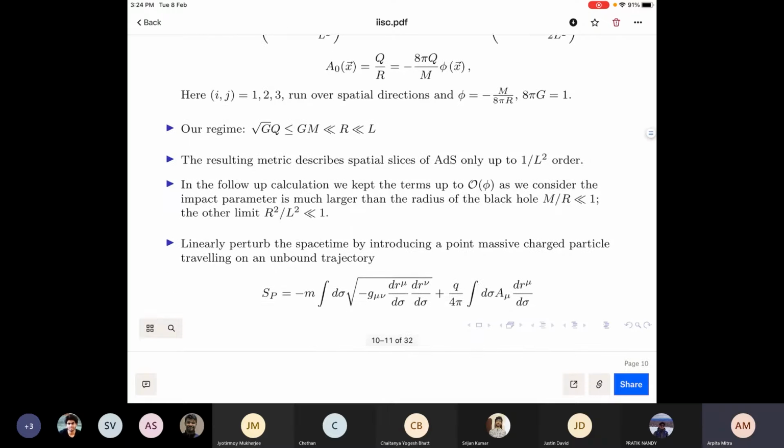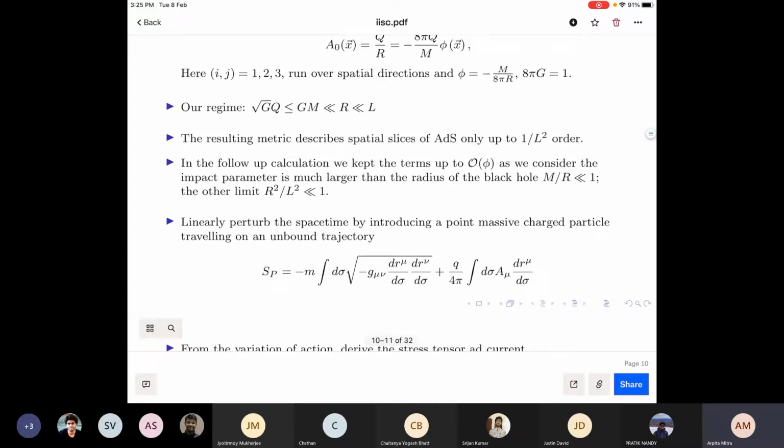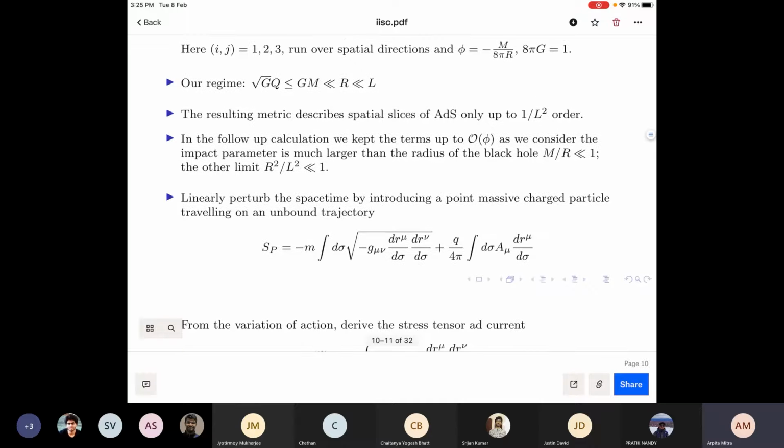I have already mentioned that this resulting metric will describe the spatial slices of AdS only up to 1 by L square order. And as we have considered a large impact parameter, the capital M by R is much less than 1, and the other limit I have already mentioned, that is R square by L square is much less than 1. So now we have the background.